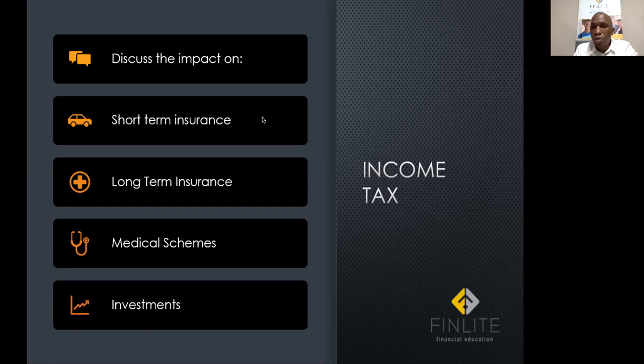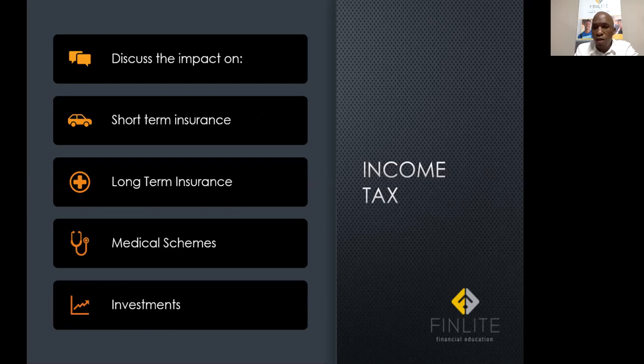So when you pay your premium, you also pay your VAT as well. In terms of long-term insurance, we've already discussed that long-term insurance payouts are not taxable, especially when they go directly to the beneficiary. Medical aid scheme contributions are tax deductible. It means when you do your taxes, they are tax deductible in the same way as retirement or pension fund contributions are.